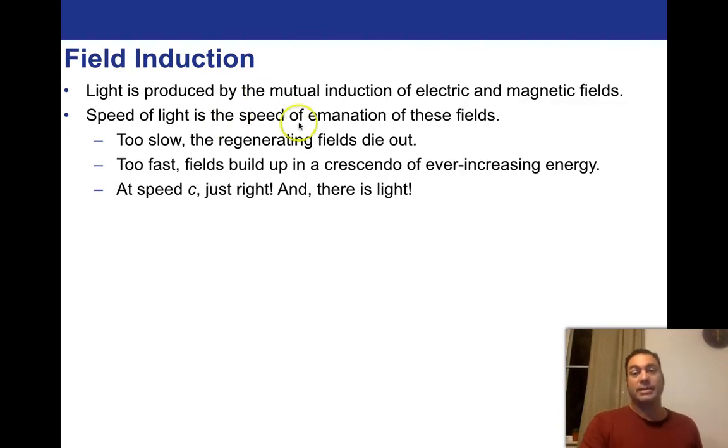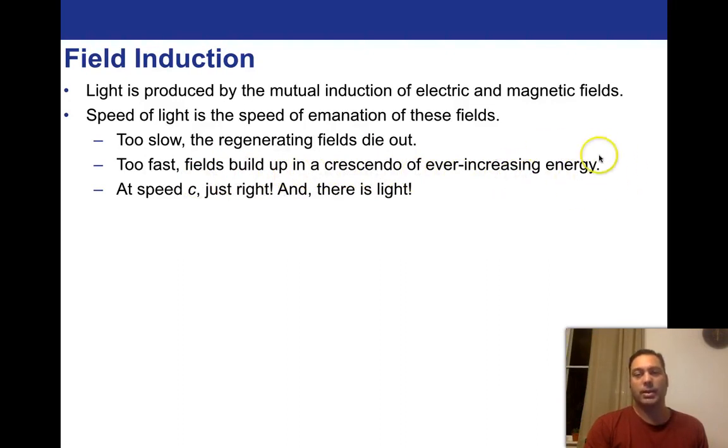The speed of light is the speed of emanation of these fields. As electric fields and magnetic fields are extended out into space, the rate at which these fields are emanated, or the influence they have in deep space and on matter all around you, is the speed of light. If it's too slow, the regenerating fields die out, it turns out. If it's too fast, the fields build up in a crescendo of ever-increasing energy.